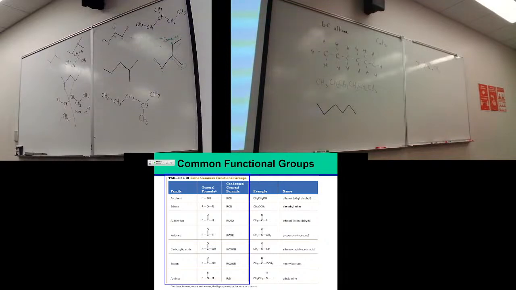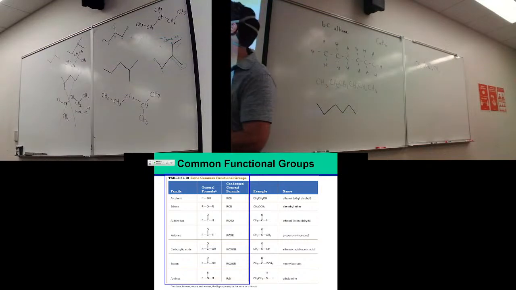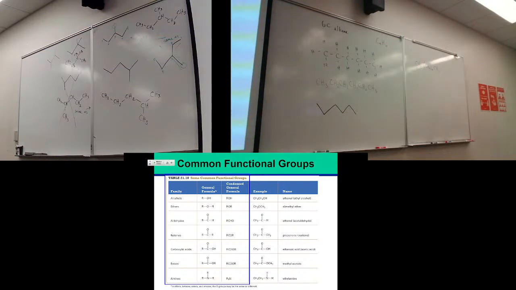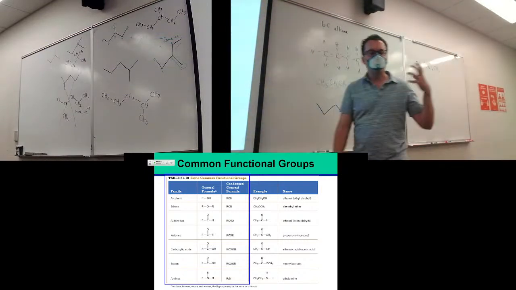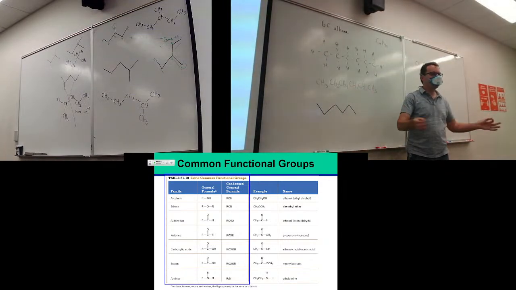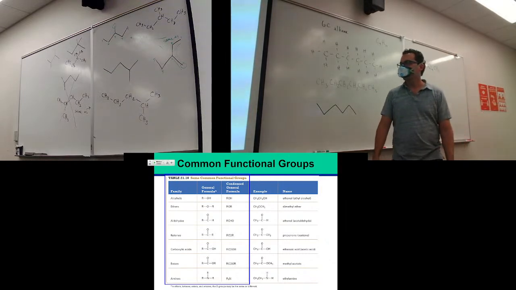But alcohols, ethers, aldehydes, ketones, carboxylic acid. So notice the carboxylic acid has the C double bond O, but it must have an OH on one side. An ester must have the C double bond O, but it must have an oxygen and then more carbon. So this R here, all these R's, is a generic carbon chain. Whether it's one carbon or two or three, that's what R stands for, is whatever number of carbons you want. But there must be carbon.